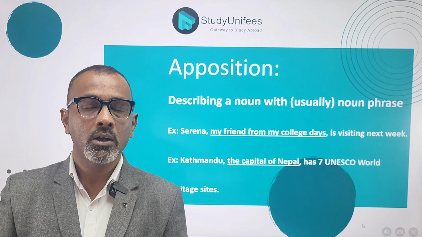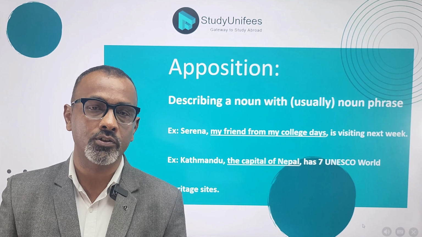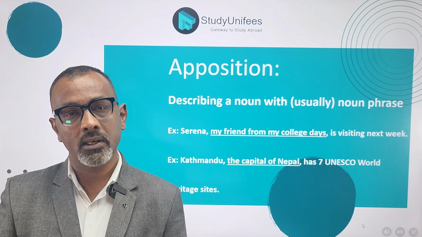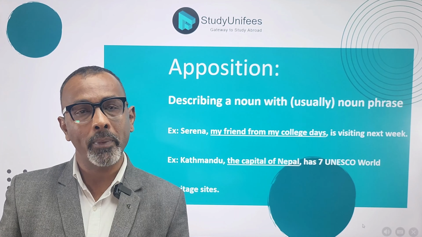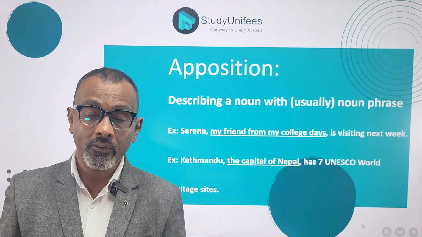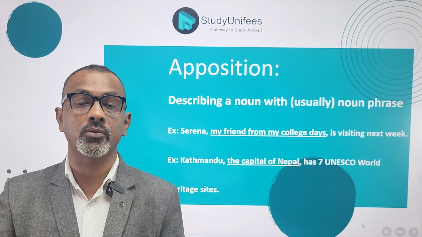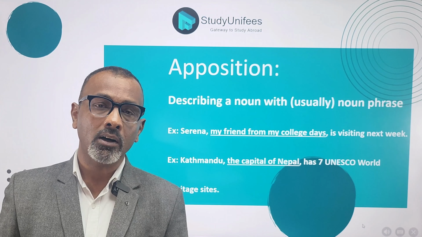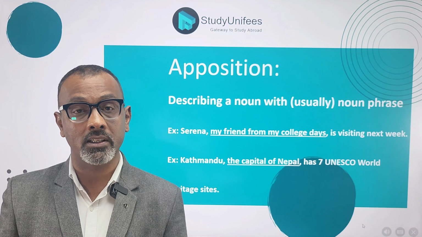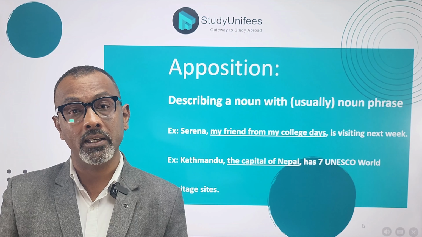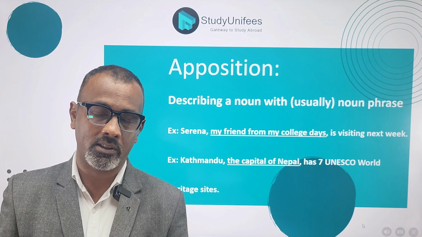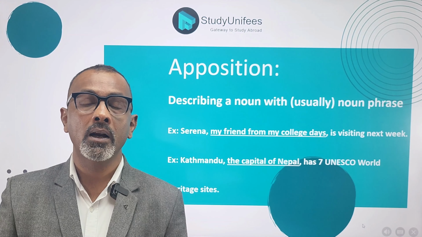Apposition is one way to add variety to the various structures you use while writing. Apposition is when one noun phrase describes another noun in the main sentence. Look at the first example. Serena, my friend from my college days, is visiting next week. The independent clause here is Serena is visiting next week. However, the appositive, my friend from my college days, has been added to the sentence and makes this a little more enriched.